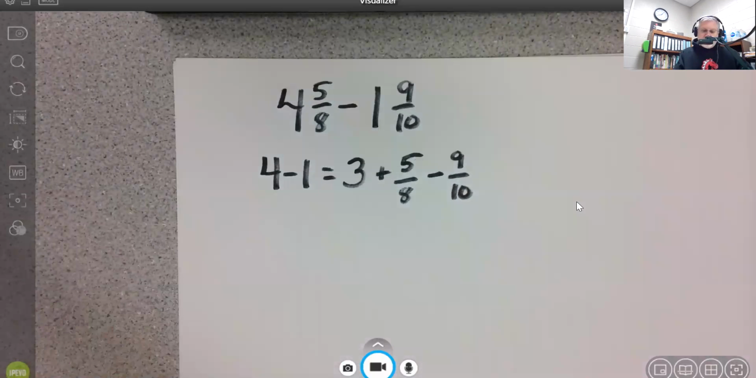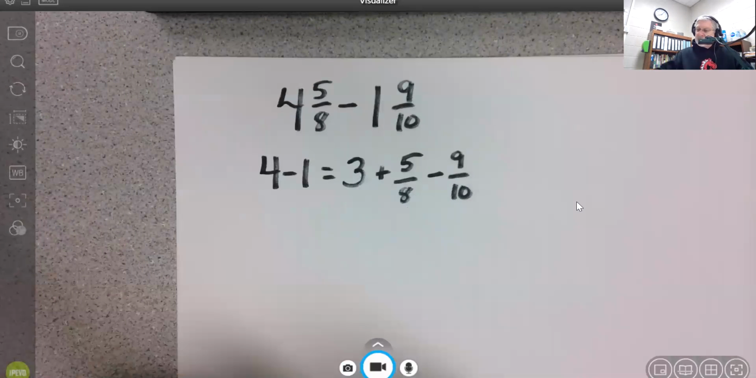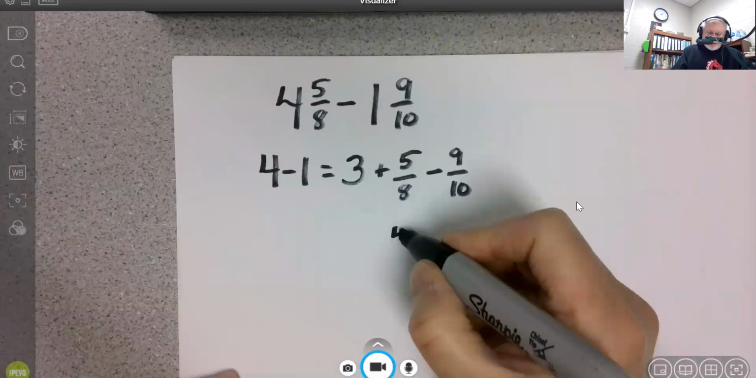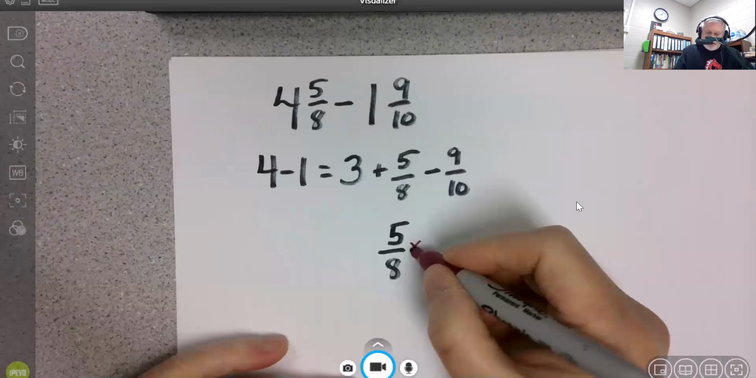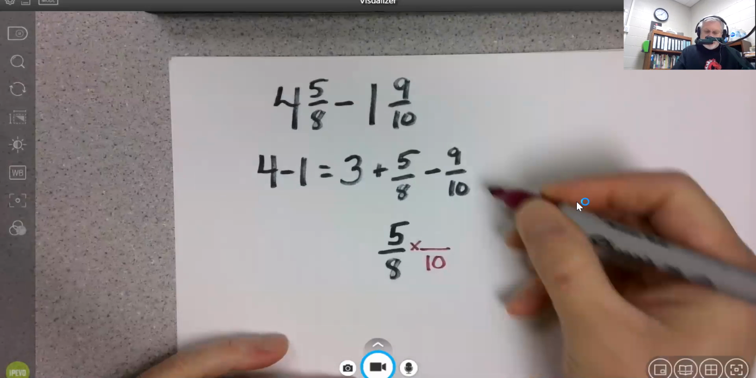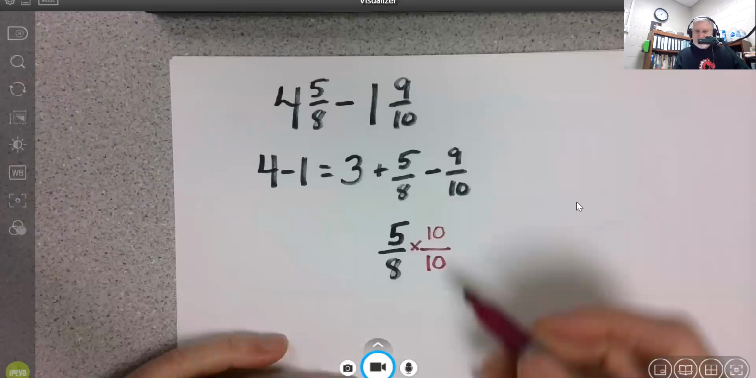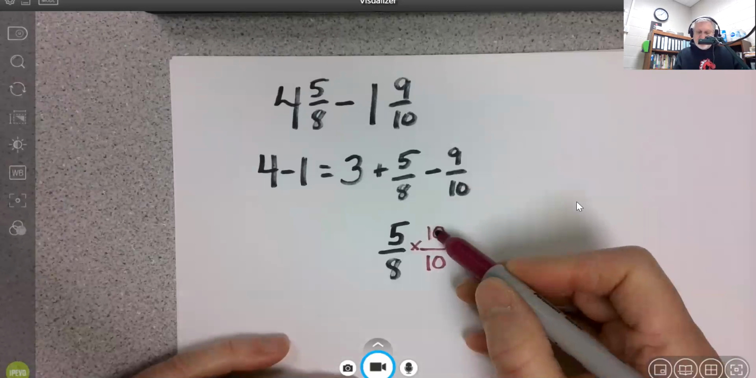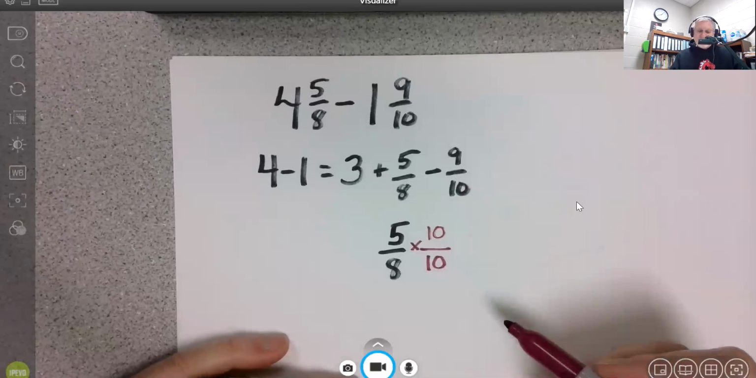All right, so I'm going to try to find a common denominator. I'm going to bring down my 5/8, and I'm going to multiply it by my other denominator in my other fraction. I'd multiply it by 10 over 10. Again, this is where I get the 10 from, and I have to multiply it by a 10 in my numerator, otherwise it'll change the value of the 5/8, and we don't want to change the value of that number.